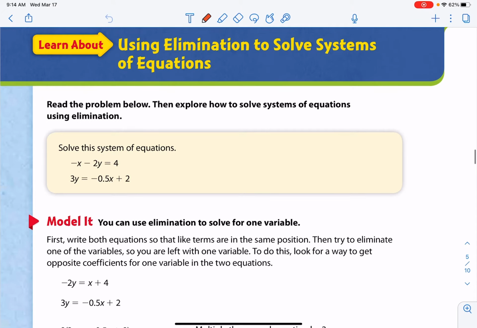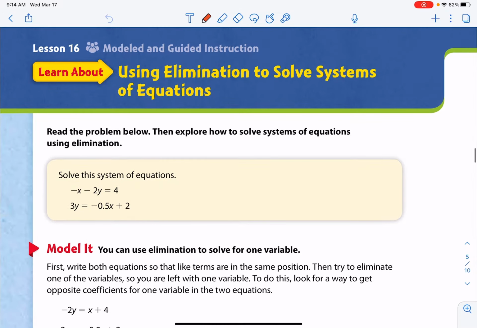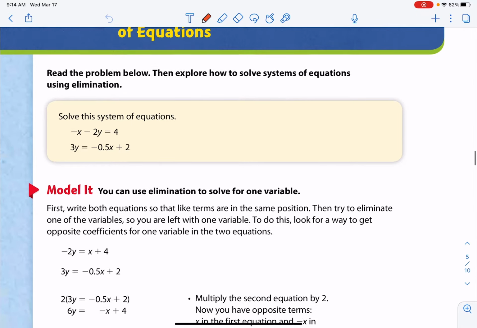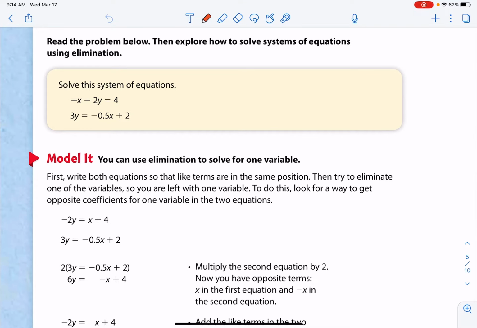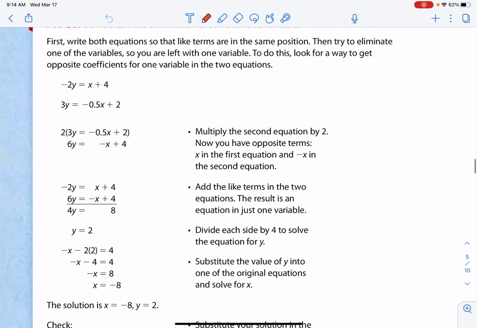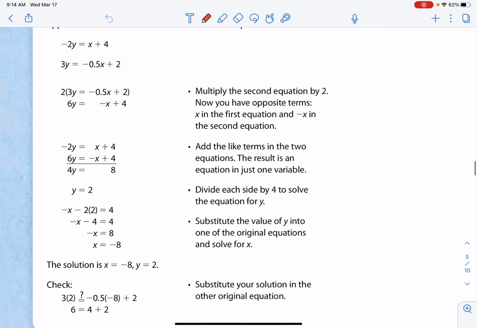All right, so this is day 3 of lesson 16, and today we'll be using elimination to solve systems of equations. So we start off with this system. We have negative x minus 2y equals 4, and then 3y equals negative 0.5x plus 2. All right, so in the model, they already answer every single thing that you need to know for this problem.